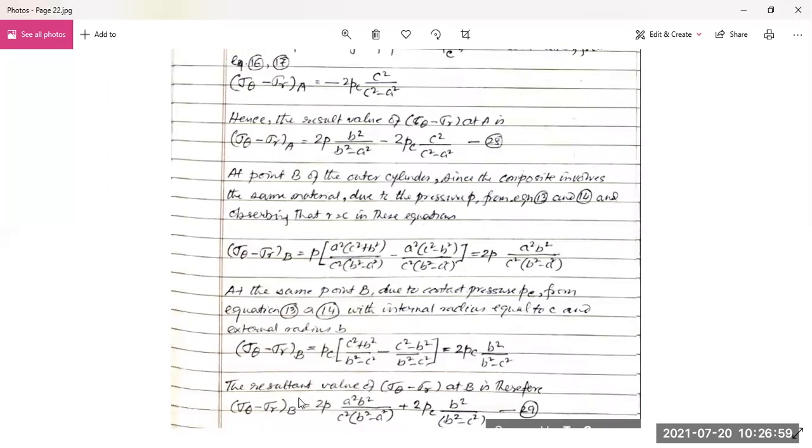and this one. And so the external pressure at B, the resultant values of sigma theta and sigma R at B will therefore be the summation of these two values itself. So 2P A square, B square minus C square, plus B square minus A square, B square by C square, multiplied by B square minus A square, plus 2PC B square divided by B square minus C square.